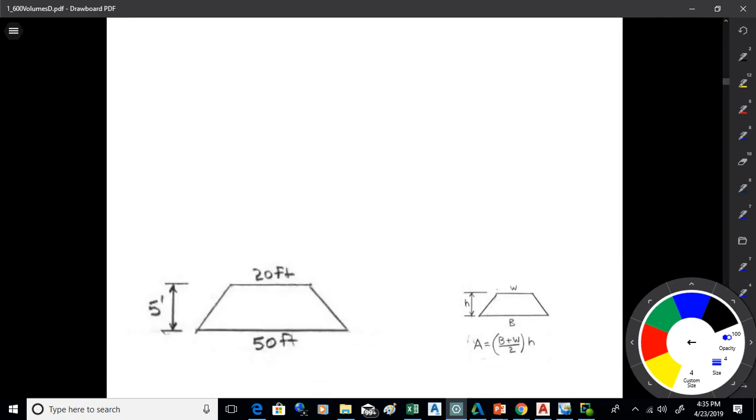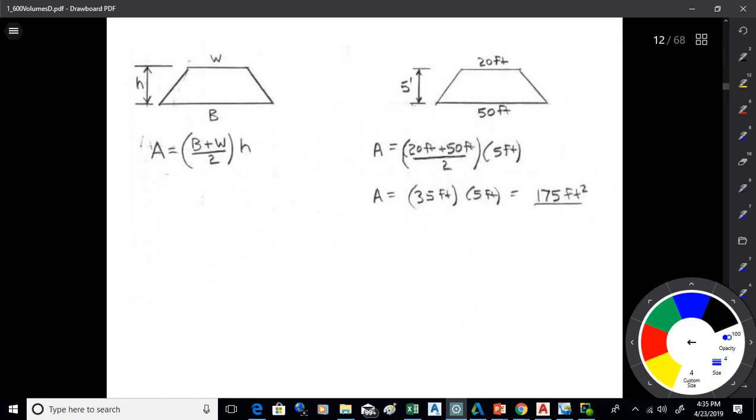All right, so you could find the area of this trapezoid here. Just take the base plus the width over 2 times the height. So you could give that a run on your calculator. And I think if you do, you should come up with 175 square feet.